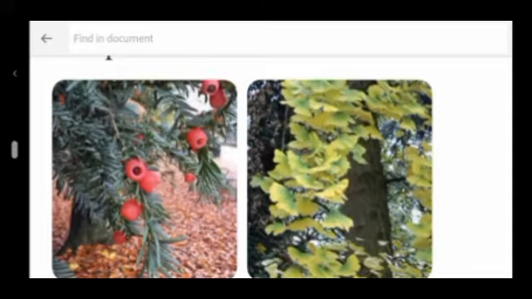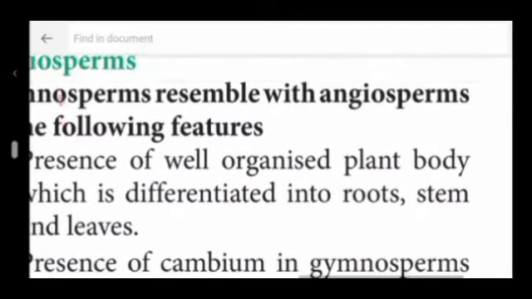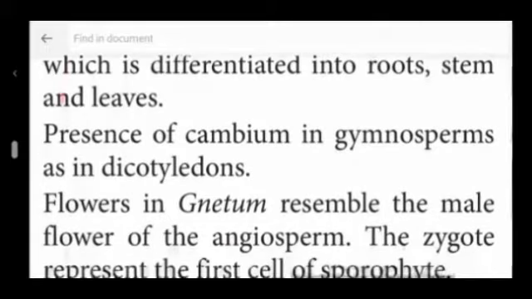The next topic is the comparison of gymnosperms with angiosperms. The gymnosperms resemble angiosperms in the following features. The presence of a well-organized plant body. The gymnosperms also have a well-organized plant body which is differentiated into root, stem and leaf. The next, presence of cambium in gymnosperms, as in dicotyledons.